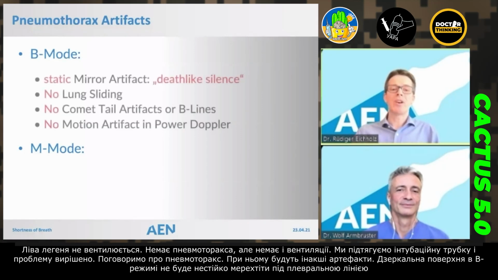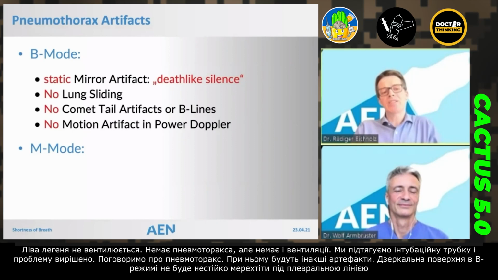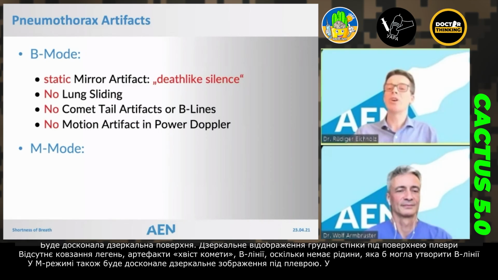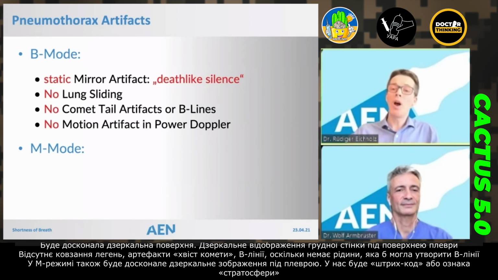So let's talk about pneumothorax. The artifacts are somewhat different now, because the mirror artifact is in B mode. It is not this unsteady flickering image anymore underneath the pleural line. So there is a perfect mirror artifact: a mirror image of the chest wall below the surface of the pleura, below the mirror plane.